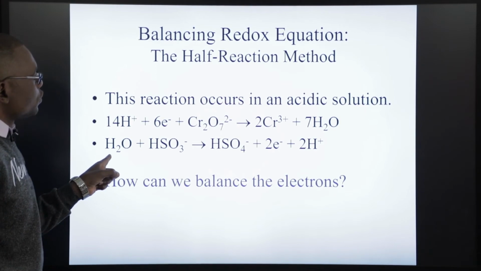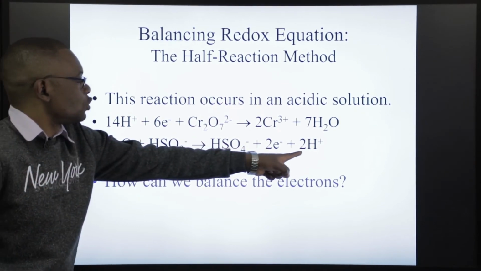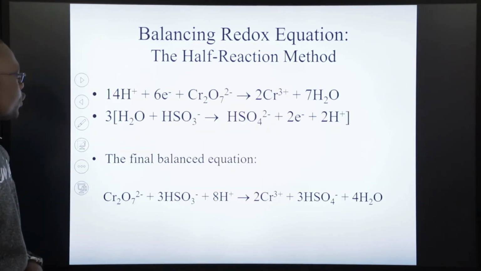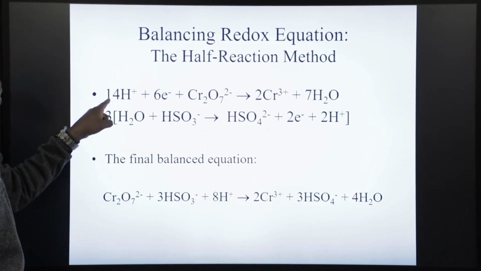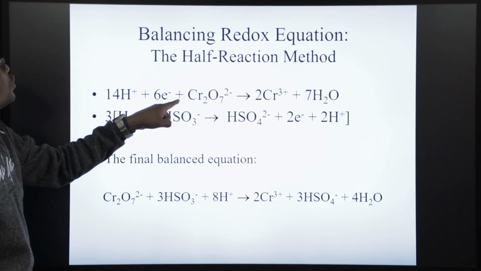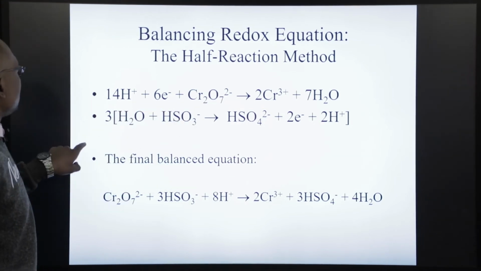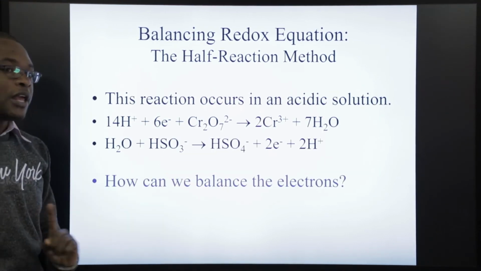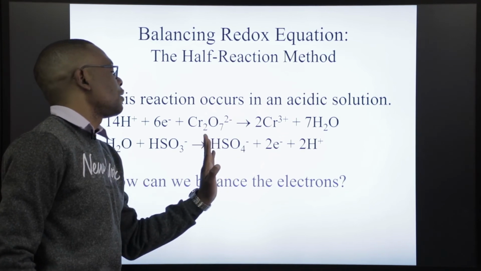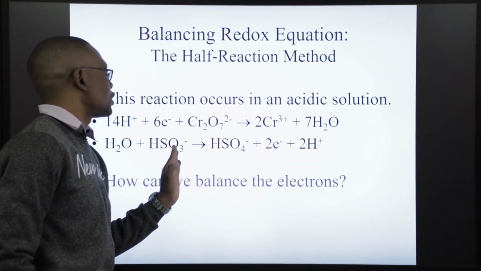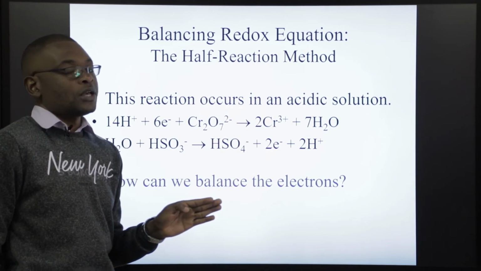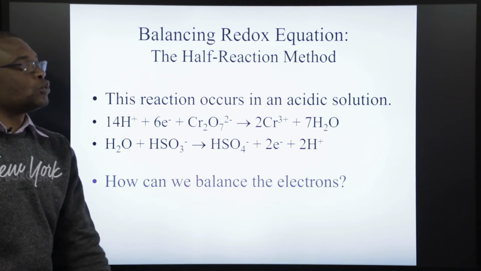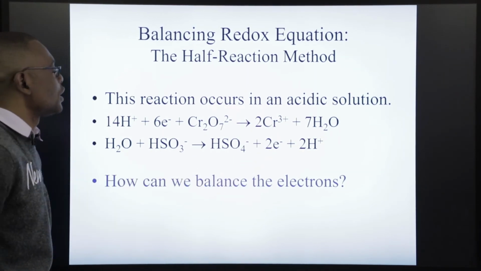And then for this, you see that we need the 2H+, which was missing. So how can we balance the electrons now? We balance the electrons by now saying 14H+ plus 6 electrons plus this. Since in this expression we are generating 2 electrons whenever we have the HSO3- turning into HSO4- and generate 2H+, we also get 2 electrons.